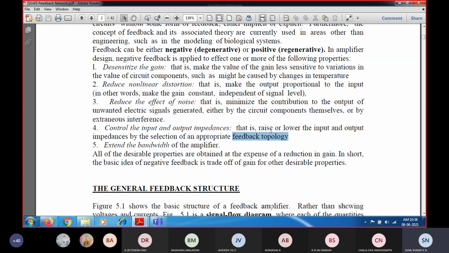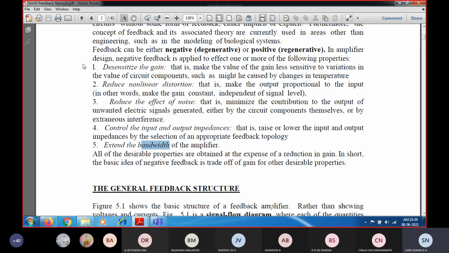By the application of the feedback network, it is going to control the input and output impedance and extend the bandwidth of the amplifier. This is a very important thing. For any amplifier, the bandwidth must be high. Compared to without feedback, the bandwidth will be very less. On employing negative feedback, the bandwidth of the amplifier is going to increase.